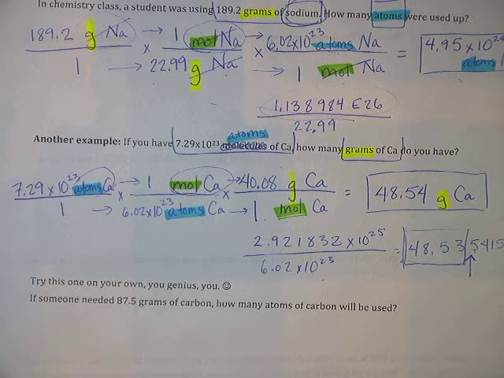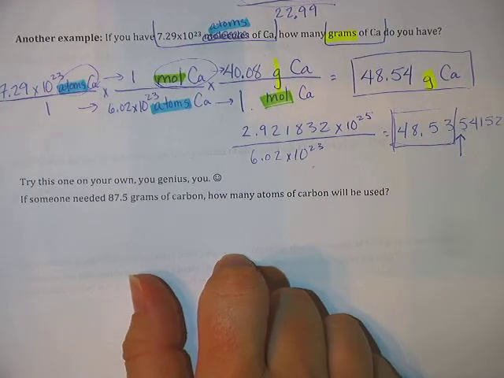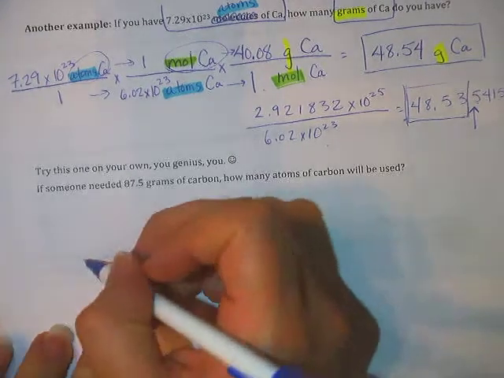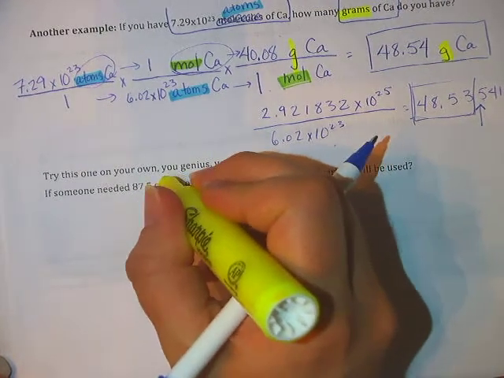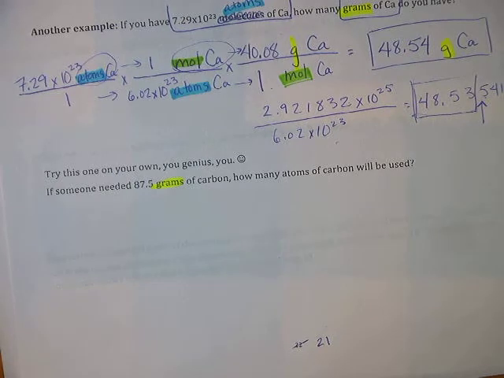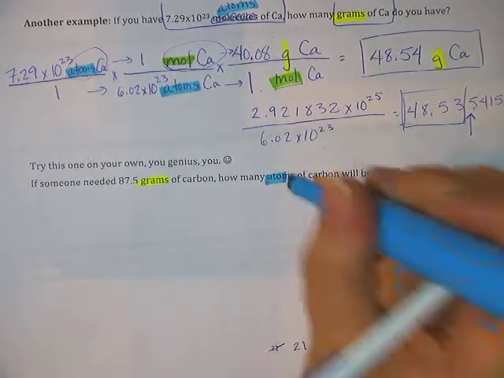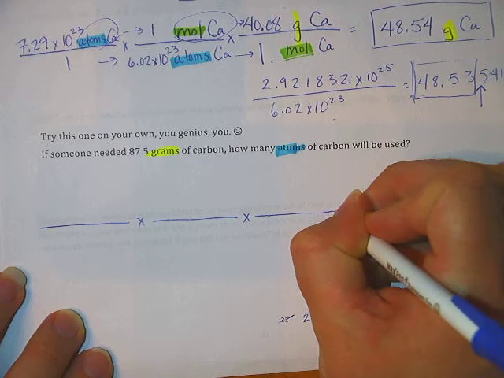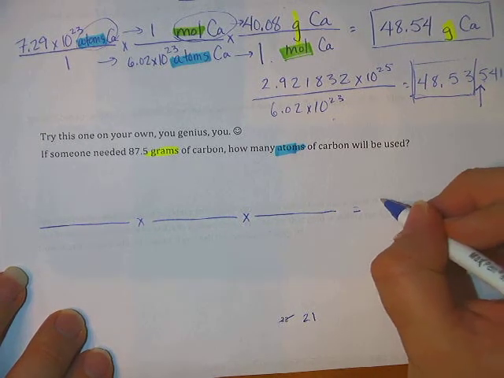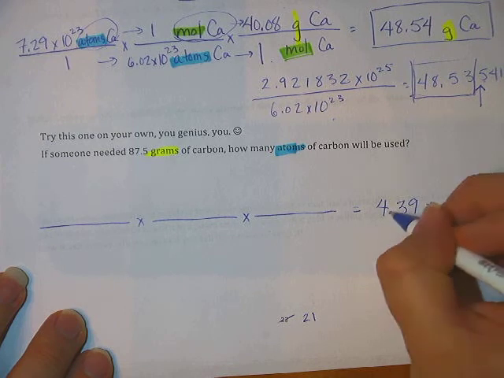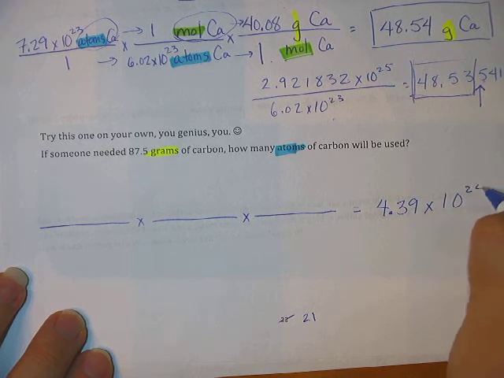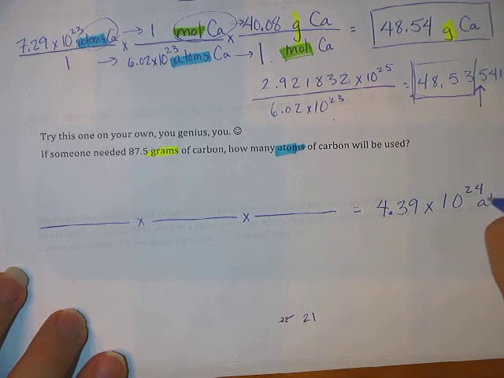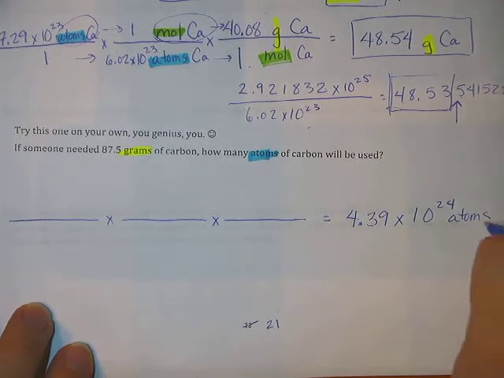Okay. This one on the bottom, try yourself. I'm going to point out that you've got grams, which are yellow. You've got atoms, which are blue. The only way to get between yellow and blue is to have moles in the middle, which means you are going to need 3 fractions. And I'm going to tell you right now, if you do it correctly, your answer should come out to be this, 4.39 times 10 to the 24th atoms of carbon.